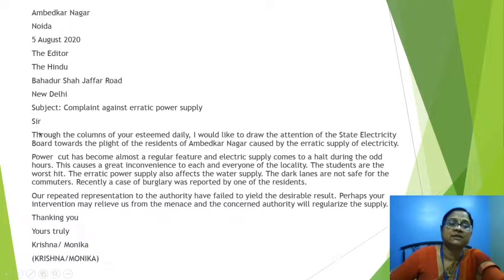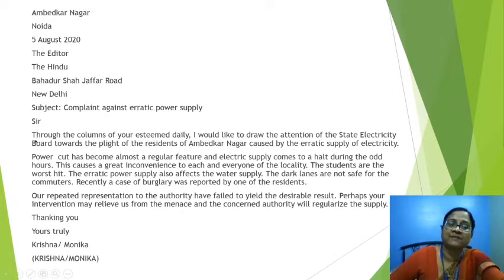Then again you start the introductory paragraph. That is, we are coming to the body of the letter, and we all know that the body is divided into 3 paras. The first para is the introductory para. So this first para is my introductory para, where I will introduce the topic. So what was the topic? The topic was the plight of the people due to the erratic supply of electricity.